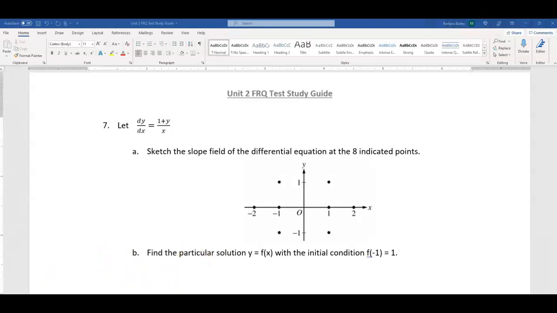All right, let's go ahead and sketch our slope field for this differential equation at the 8 points indicated. There's 1, 2, 3, 4, 5, 6, 7, 8. Okay, so just start with a point, right? Pick a point. I'm going to use this one. That point has coordinates negative 1, 1. So I'm going to plug in negative 1 for x and positive 1 for y into this little formula up here.